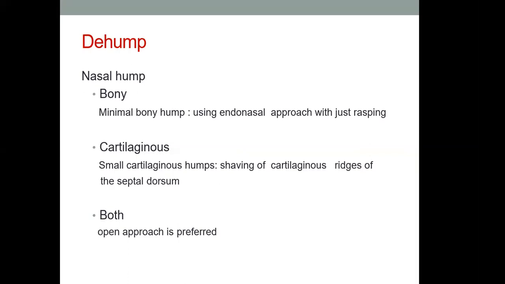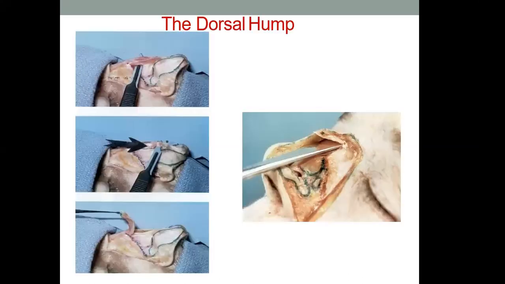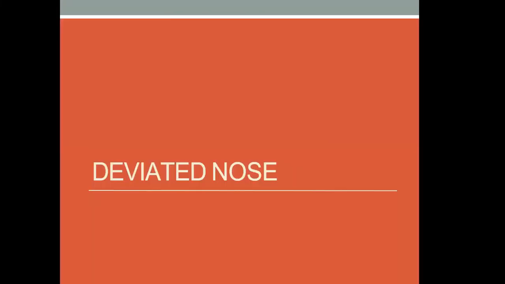For humping, as we know, the hump may be bony, cartilaginous, or both. For the bony, we use an intranasal approach with rasping. Cartilaginous, if it is small, we shave the cartilaginous ridge of the dorsum. If it is both, we prefer the open approach. So this is how we do it. Now the deviated nose.